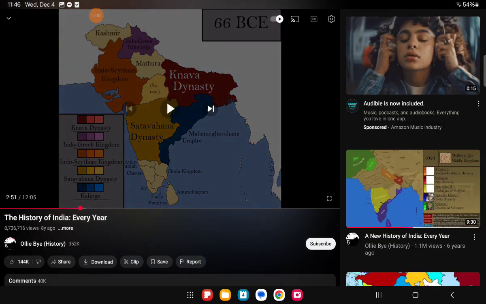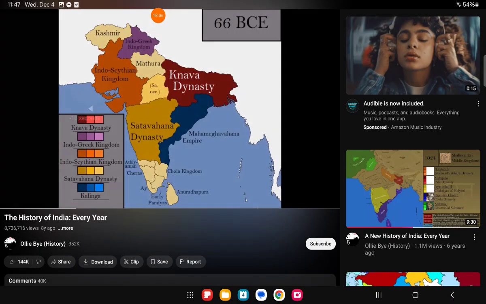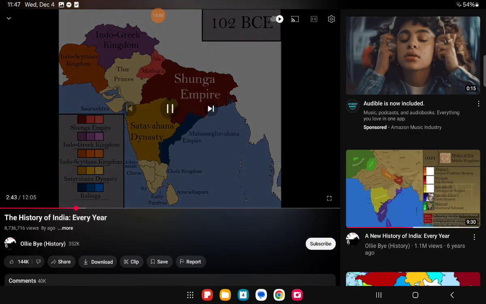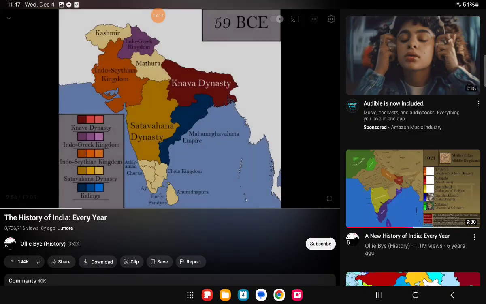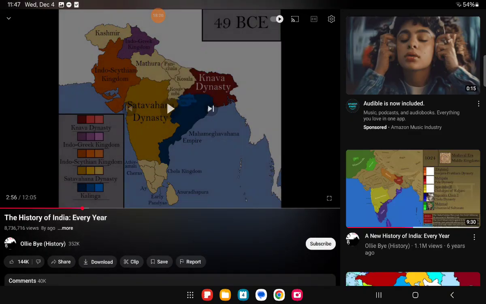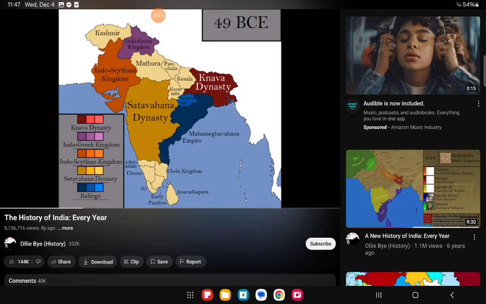Oh, look. The Indo-Greeks have just lost a lot of land. Kashmir exists. The Indo-Scythians took all of the Tar, but then also lost a lot of everything else. The Indo-Greeks have fallen, and these things are now called the Kanvas. The Shungas are now Kanvas. Mathura's back, and Satavahanas here. Oh, the Satavahanas expanded. Panchala and Kosala are back. And now the Kalinga Empire has expanded, and Kanva is being eaten, and there's something called the Sarma, which is apparently a Mahamegavahana vassal.